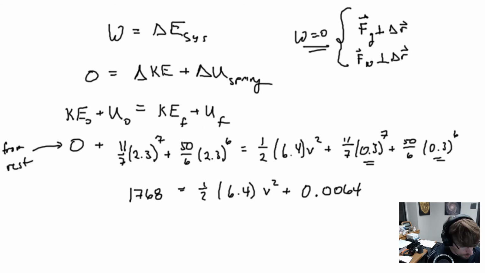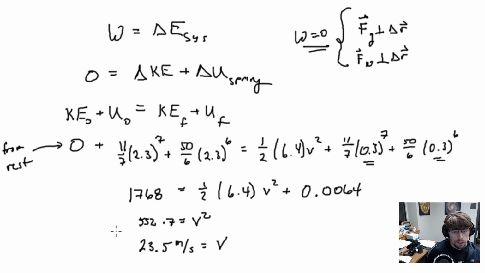Okay. Well, you can finish this off. Go ahead and do this. So I stored everything in my calculator so that even though it's close to 0, I can still do it. Just 2 divided by 6.4. So I get something like, okay, well, this is 552.7 equals v squared. Or, of course, if I take a square root, I get something like 23.5 meters per second equals v. And again, there's the answer I came up with.